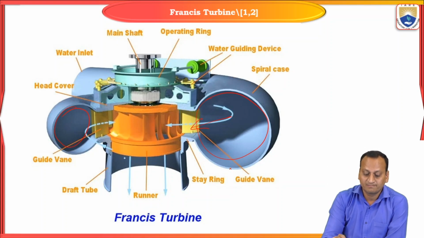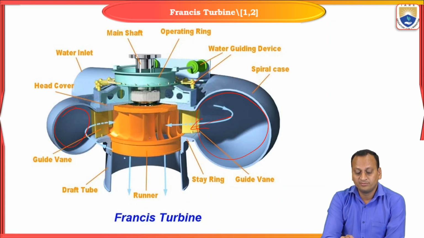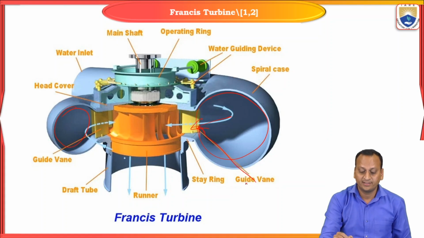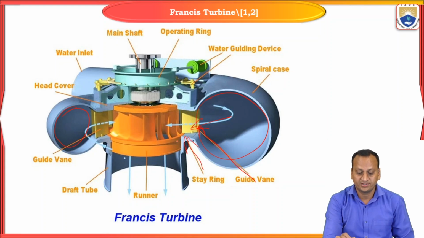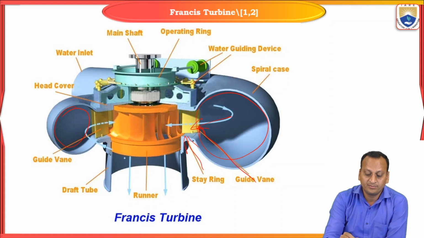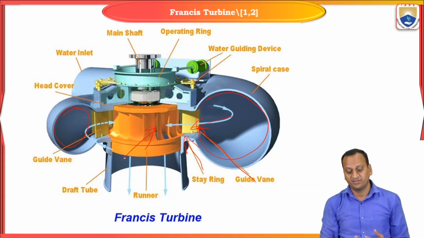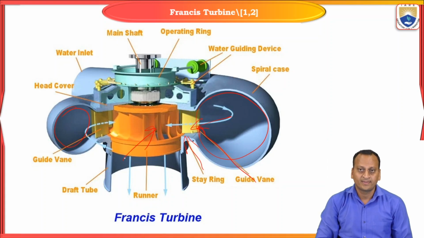So before that, the guide vane will be there. After that, the water will be entering into the turbine runner. Here we can see the guide vane, and after that there will be steering, and there will be stay vanes. After that, inside the turbine, runner blades will be there. Without guide vane and stay vane, the efficiency of a Francis turbine is not high.